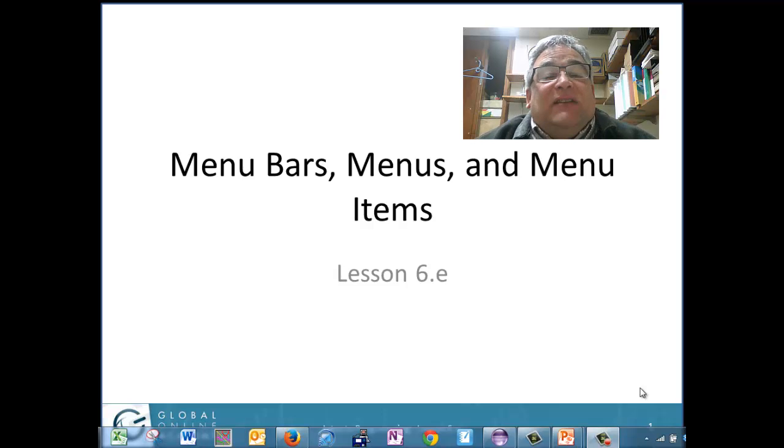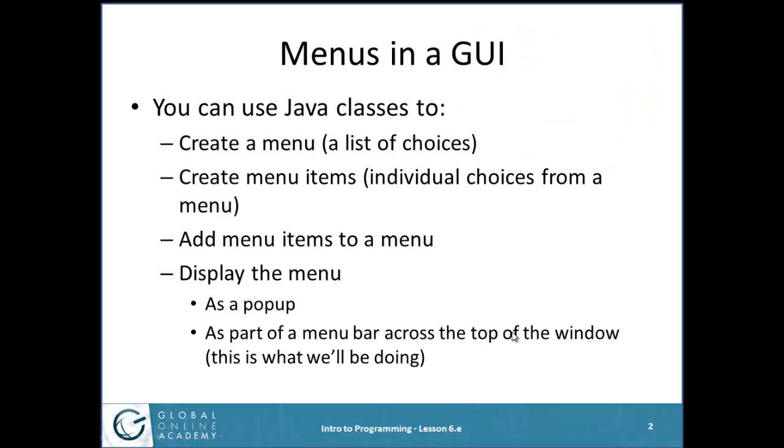Hi, this is the last of our videos about creating graphical user interface or GUI items to work with a Java program. And in this lesson, we're going to go over menu bars, menus, and menu items. So let's get started. Now, I can use Java classes to create a menu, which is a list of choices. And I can use Java classes to create menu items. Those are individual choices from the menu. And I can use Java classes to add menu items to that menu.